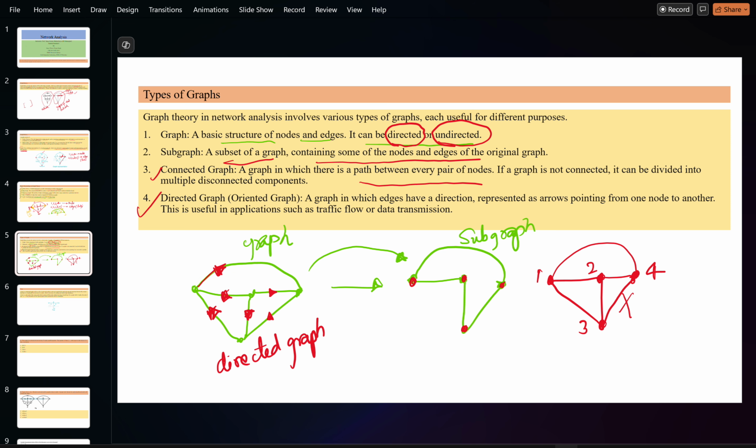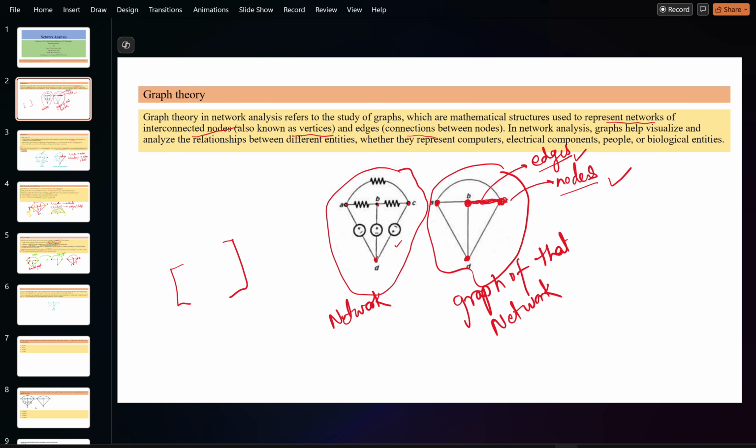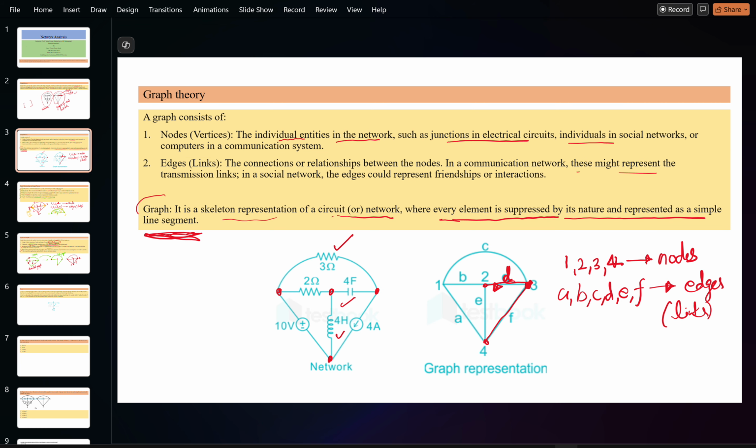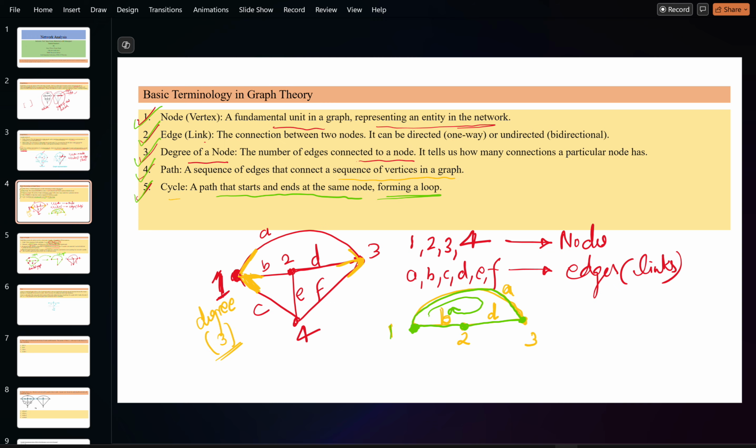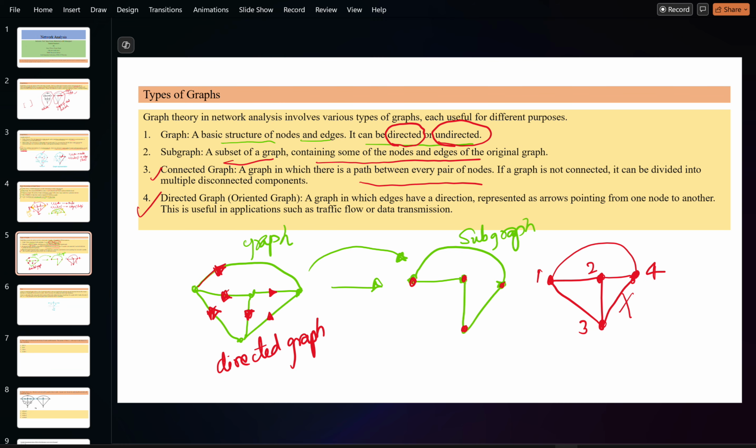So this is what we have learned. We have learned the graph, what is graph theory. Second, we have learned what is a node and what are edges. Third, we have seen node, edges, degree, path, and cycle. Then we have seen the definition of the graph, subgraph, connected graph, and directed graph.